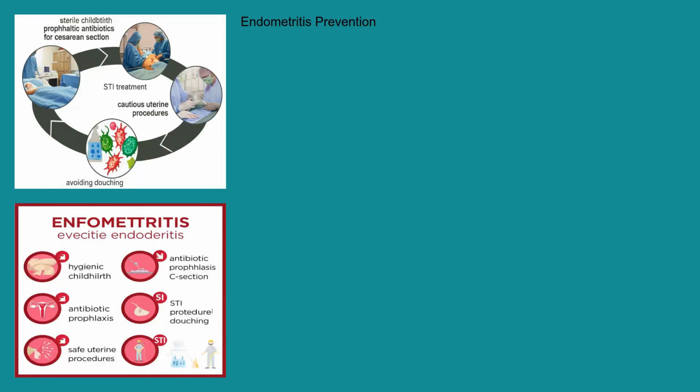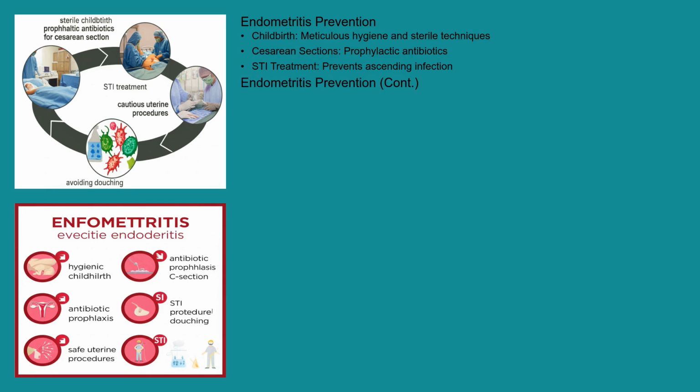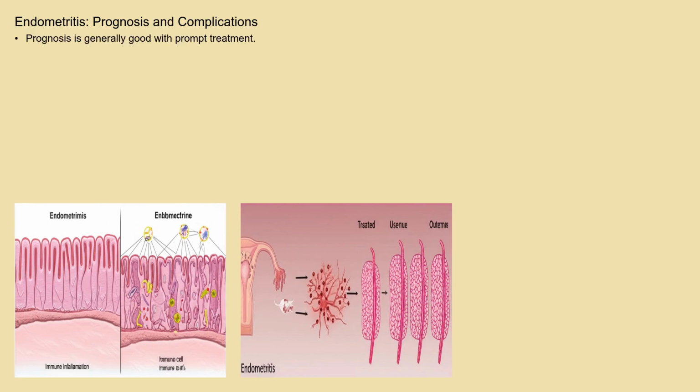Prevention is key in reducing the risk of endometritis. During childbirth, meticulous hygiene and adherence to sterile techniques are crucial. Prophylactic antibiotics may be given to women undergoing cesarean sections to reduce the risk of infection. Proper treatment of sexually transmitted infections can prevent them from ascending into the uterus and causing endometritis. For women undergoing uterine procedures, ensuring sterile conditions and appropriate pre- and post-operative care can minimize the risk of infection. Lastly, avoiding douching can help maintain a healthy vaginal flora and reduce the risk of bacterial vaginosis, which can contribute to endometritis.